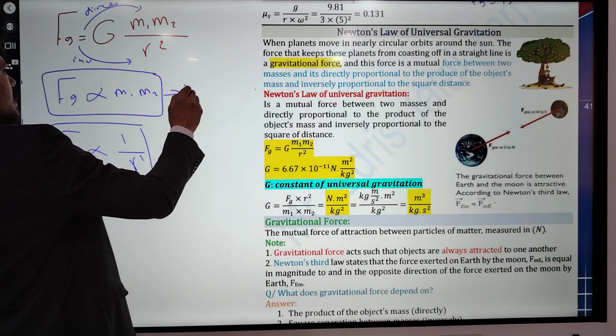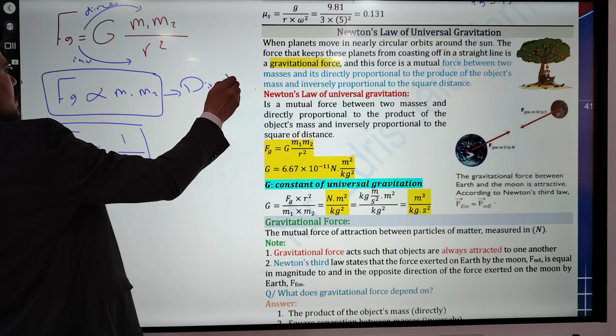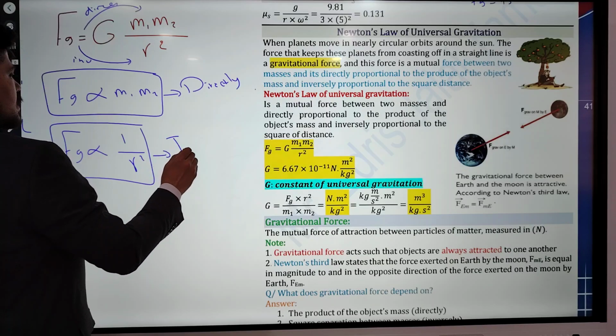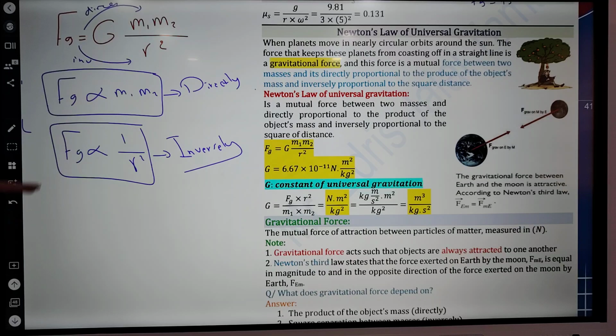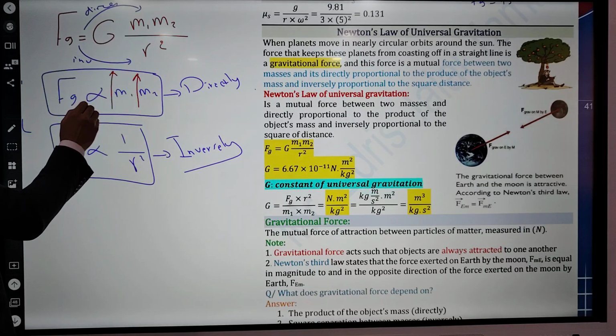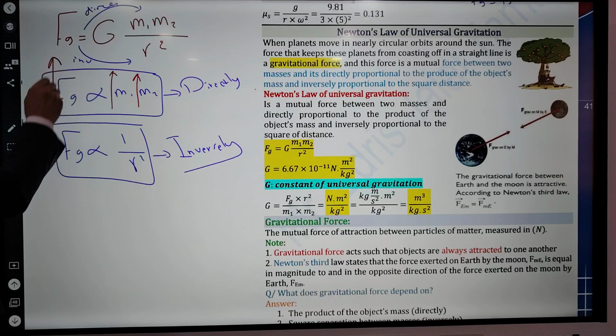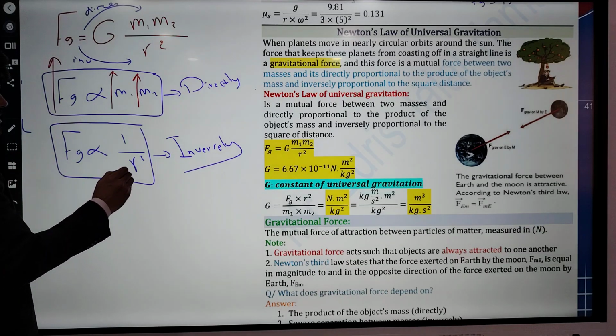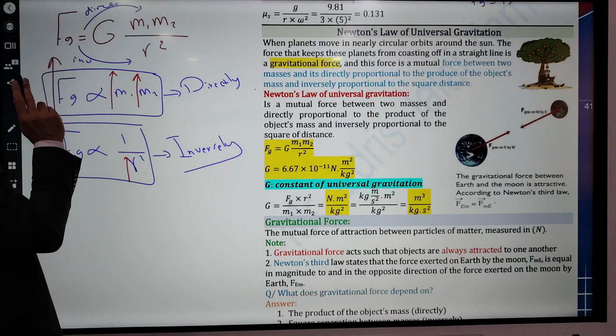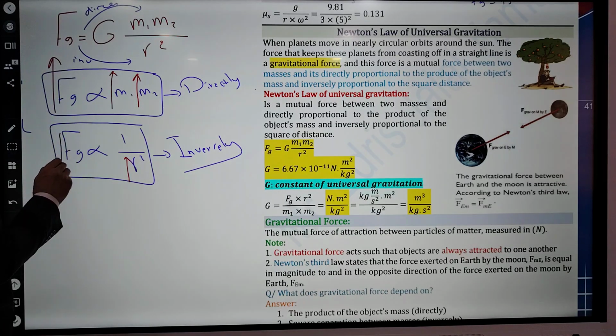Okay? This is directly. This is inversely proportional. When a mass increases between two objects at a given distance, at constant distance, what happens to the gravitational force? Also increases. Look, when masses increase at constant r, what happens to the gravitational force? Also increases. But when the distance between the two masses increases at constant mass, what happens to the gravitational force?